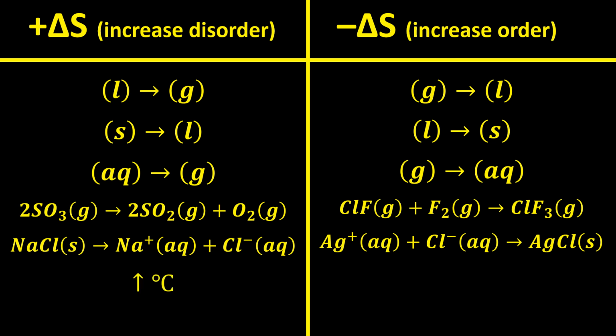Okay, so the next thing we're going to look at is how temperature changes this. So if we have an increase in temperature, then we're putting more energy into the system. We have particles that can move around more freely, and we increase the disorder with an increase in temperature. And then we decrease the disorder, or we increase order, if we decrease the temperature.